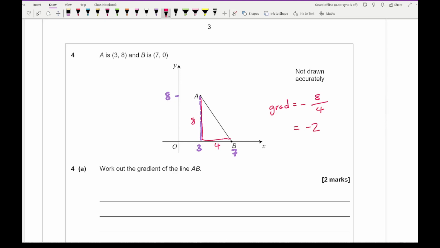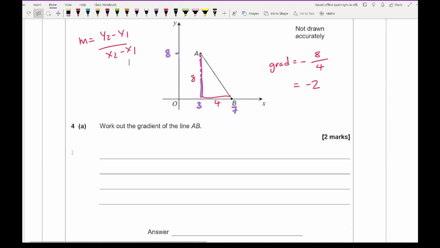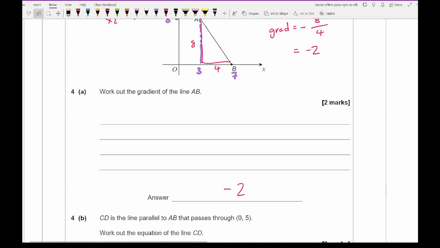Alternatively, what you could do is use m equals y2 minus y1 over x2 minus x1, and you won't need to worry about anything to do with the sign. It will automatically do it for you if you have substituted those coordinates correctly. But basically the gradient you should have for line AB is minus 2.